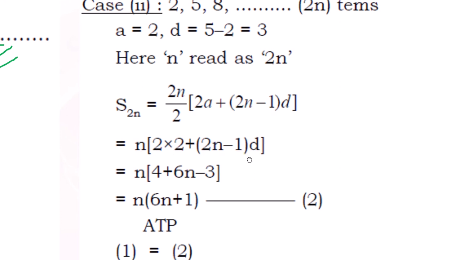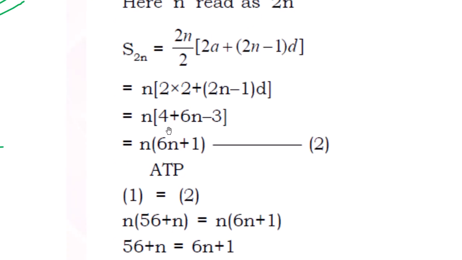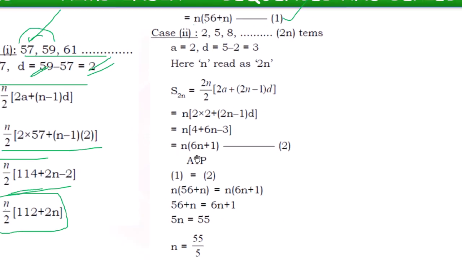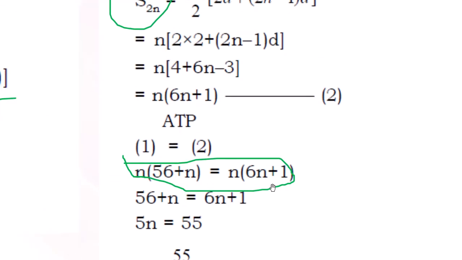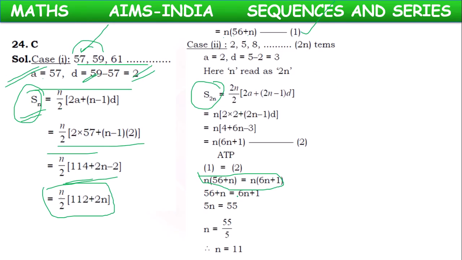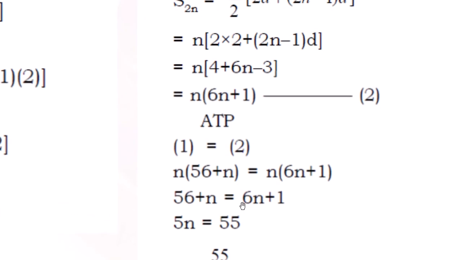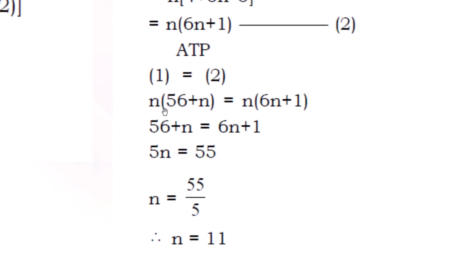here d value how much? 3. 3 into 2n, 6n. 3 into 1, 3. 4 minus 3 equal to plus 1. n into 6n plus 1. But according to data, sum of n terms equal to sum of 2n terms. So these two values are equal. So n gets cancelled. 56 plus n equal to 6n plus 1.